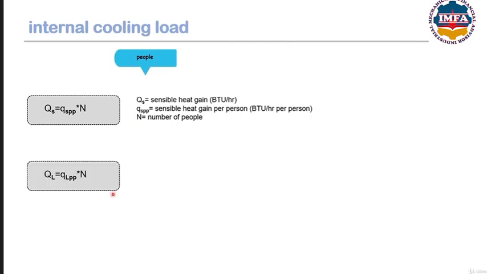The people inside the conditioned space also give rise to latent heating. This can be calculated from this simple formula where QL is the latent heat gain, the next term is the latent heat gain per person, and in the same way N is the number of people. So these are the two formulas used to calculate the cooling load due to people.